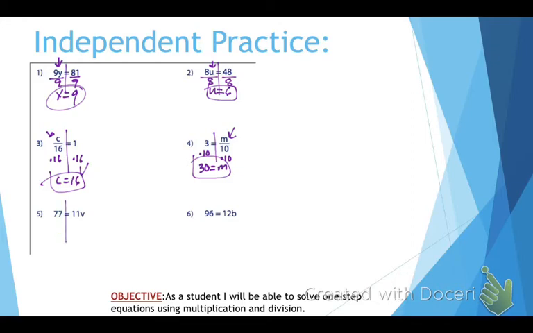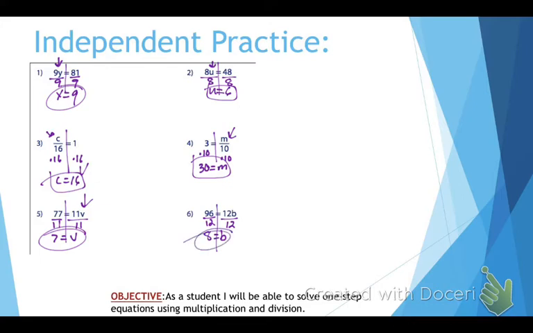Number 5. Here we go. Draw my line. Find my variable. We're multiplying by 11. Do the opposite. Divide by 11. Should have gotten 7 equals v. That's my answer. All right, and the last one. Draw my line. We have 12b. So 12 times b. Well, that means we're going to divide because we're going to do the opposite. Divided by 12. That's going to give us b equals 8. That's your answer. Those are your 6, ladies and gentlemen.